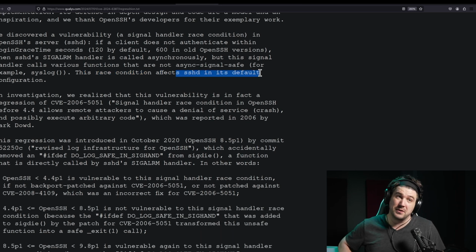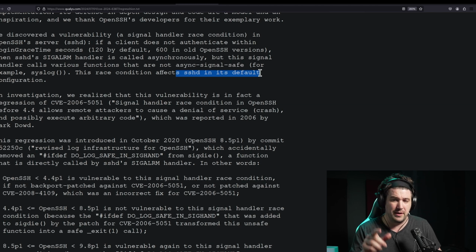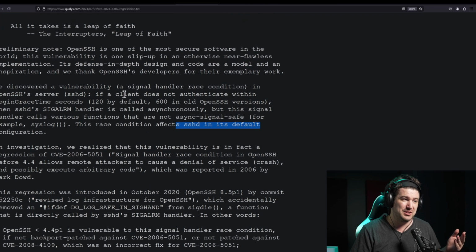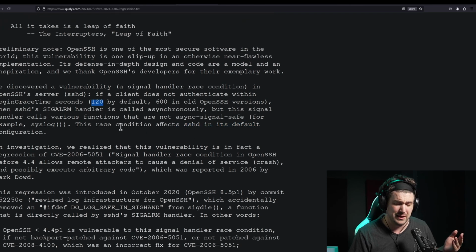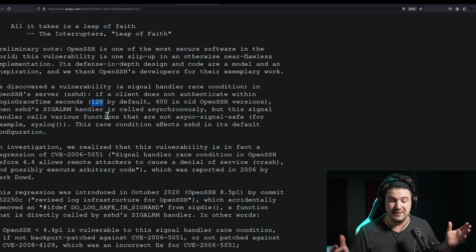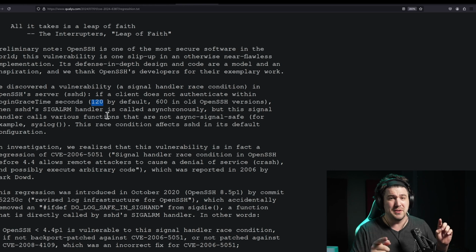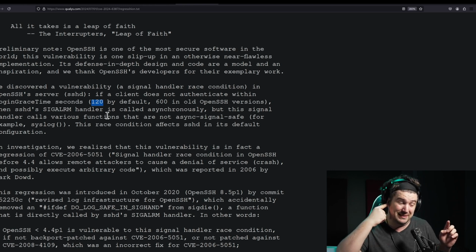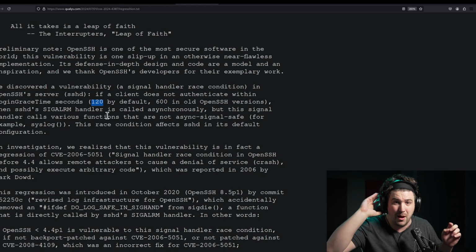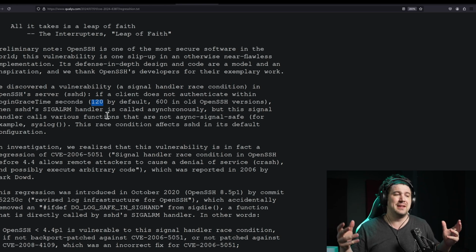These race conditions affect sshd in its default configuration. It's specifically in the default configuration. We'll get into it a little bit later, but the reason is this is a timing attack, and it requires understanding the timing. So if you change this default from the 120 default, then even with knowing the 120, it's like 1 in 10,000 chance, or 1 in 100,000, I think. Even with knowing the timing, it's 1 in 100,000. If you don't know the timing and you had to guess by millisecond, you just went up exponentially. It just gets so much harder.